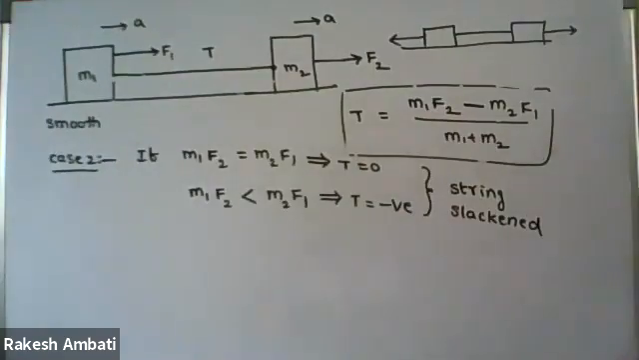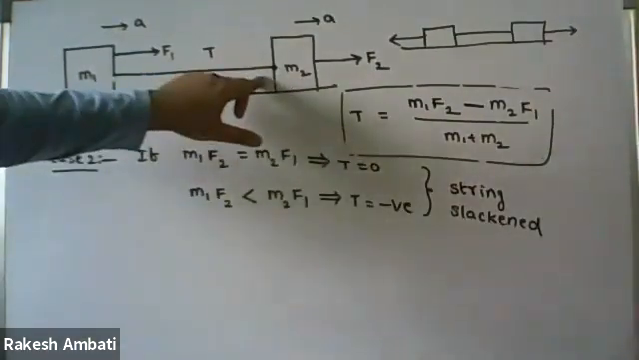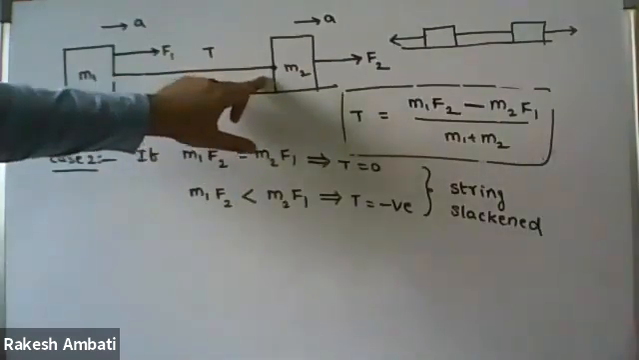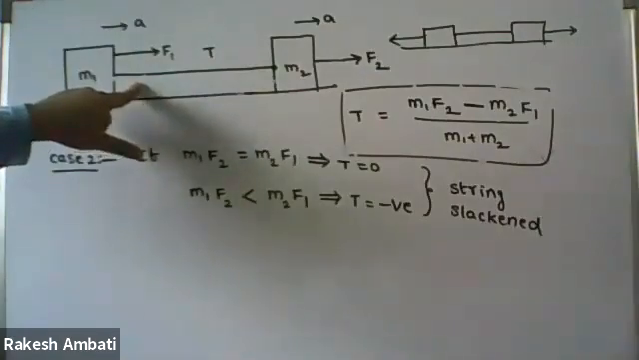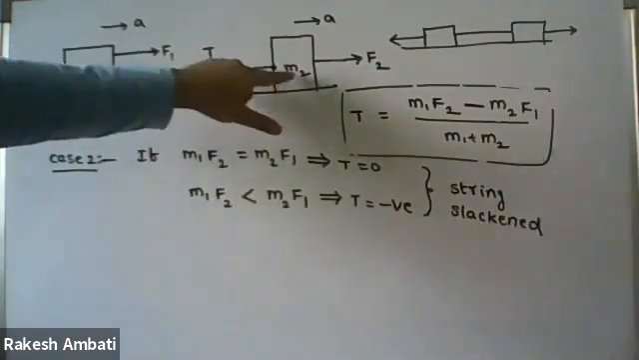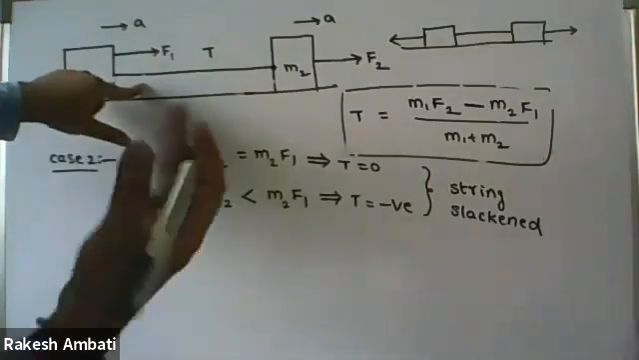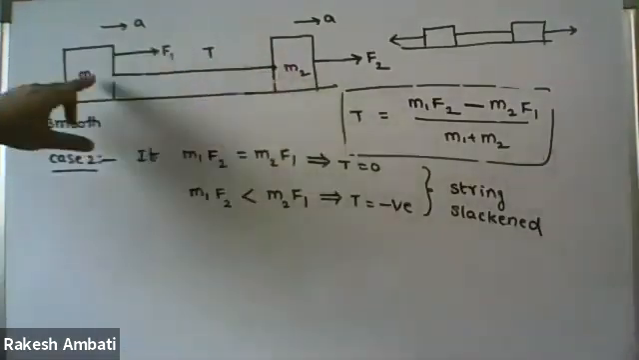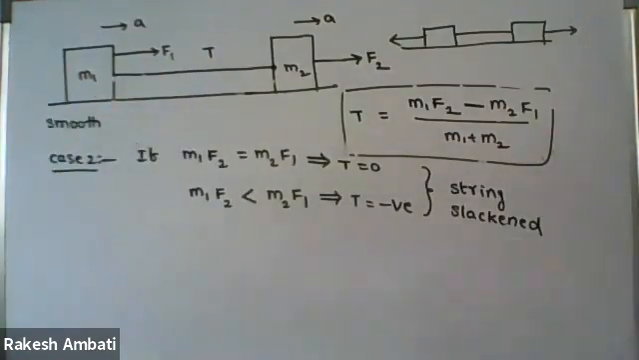If the string is slackened, they do not move together. There is no tension force here. No tension force means indirectly there is no connection between M2 and M1. If there is no connection, the blocks will either be at rest or move individually with different accelerations.